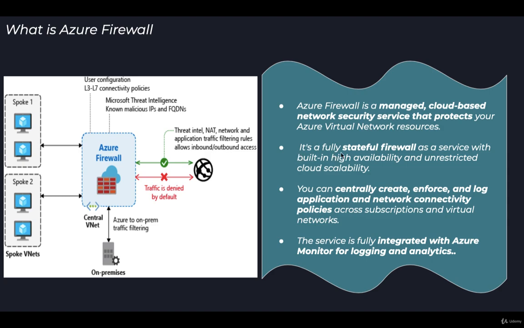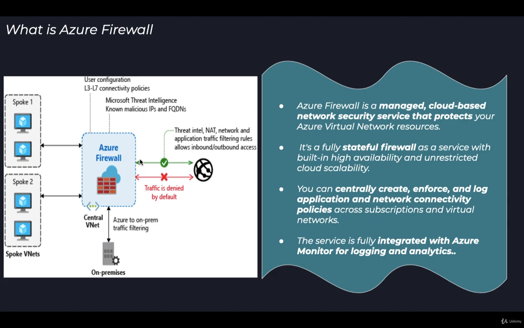The first is that it is a fully stateful firewall as a service. So it does stateful packet inspection. It means that if the traffic is allowed for port 80, then the response for that port 80 will be allowed, only that response. So it maintains the connection state. It also has built-in high availability, which means it is the responsibility of Microsoft Azure to provide the high availability. The customer need not worry about doing HA and all those things.